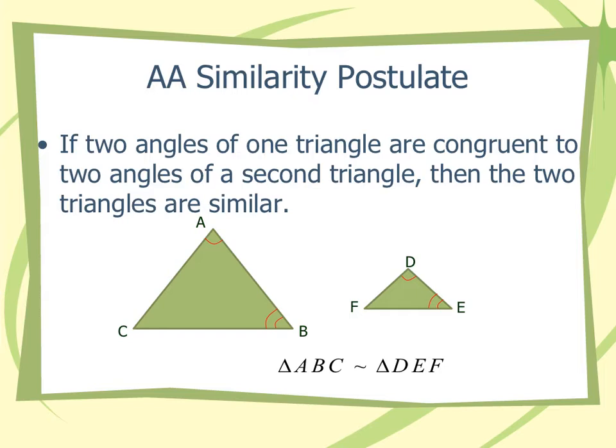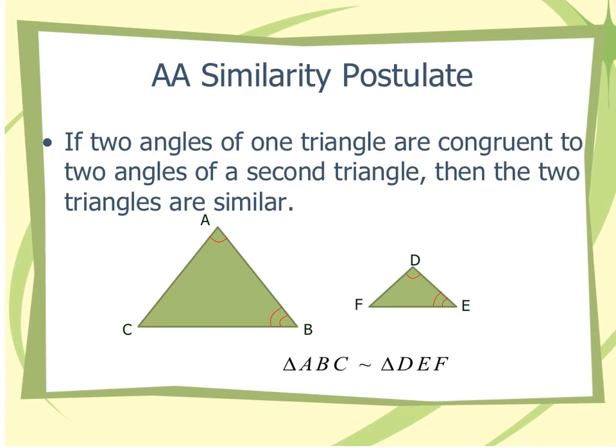And here is our AA similarity postulate. It states that if two angles of one triangle are congruent to two angles of a second triangle, then the two triangles are similar. So I need to somehow, some way, find that I have two angle pairs that are congruent. So A and D are congruent, and B and E, because they have the congruency marks.